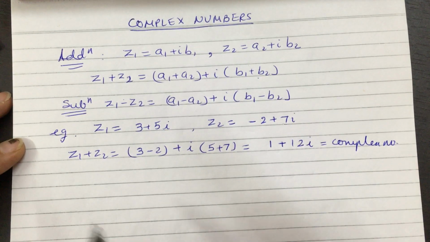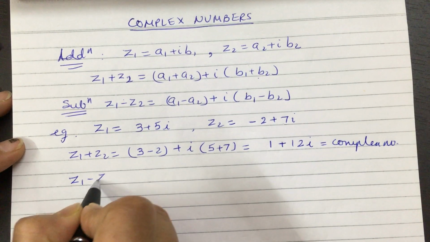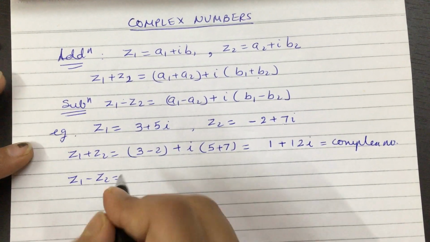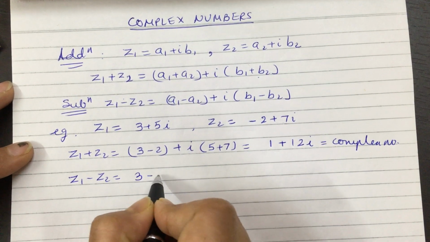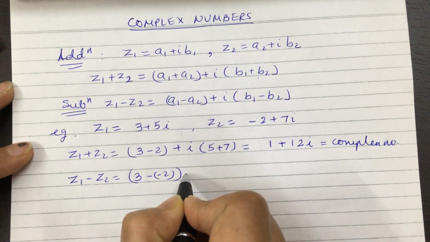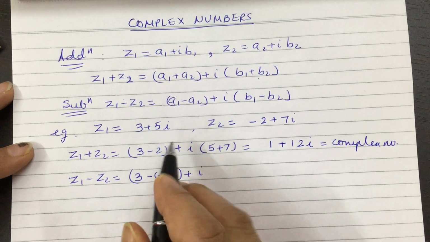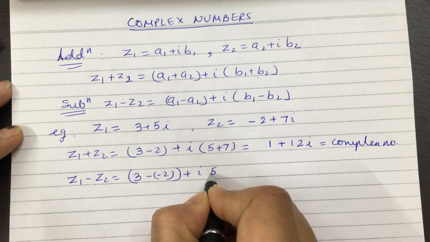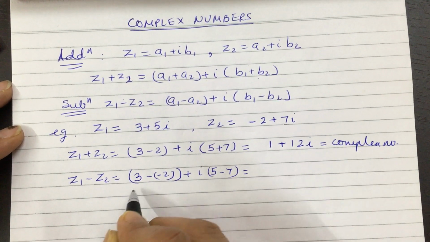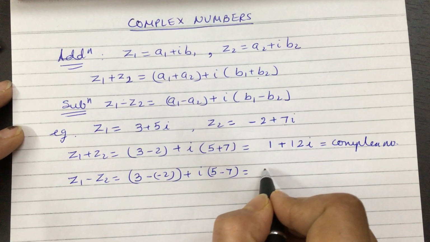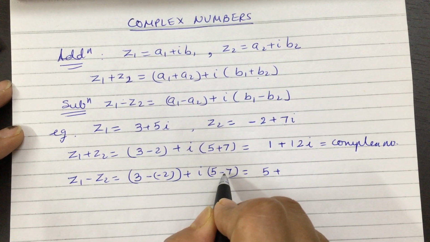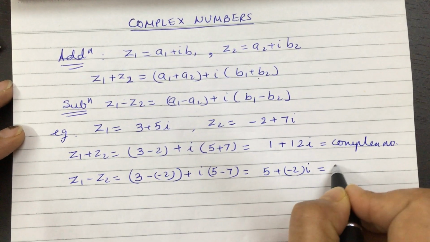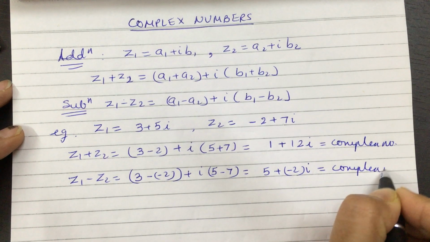In the same way, if you do the subtraction, z1 minus z2 would be the difference of the two real parts, that is 3 minus of minus 2, plus i times the difference of the two imaginary parts, which is 5 minus 7. So that gives us 3 plus 2, that is 5, plus, now here we have minus 2i, which is also a complex number.